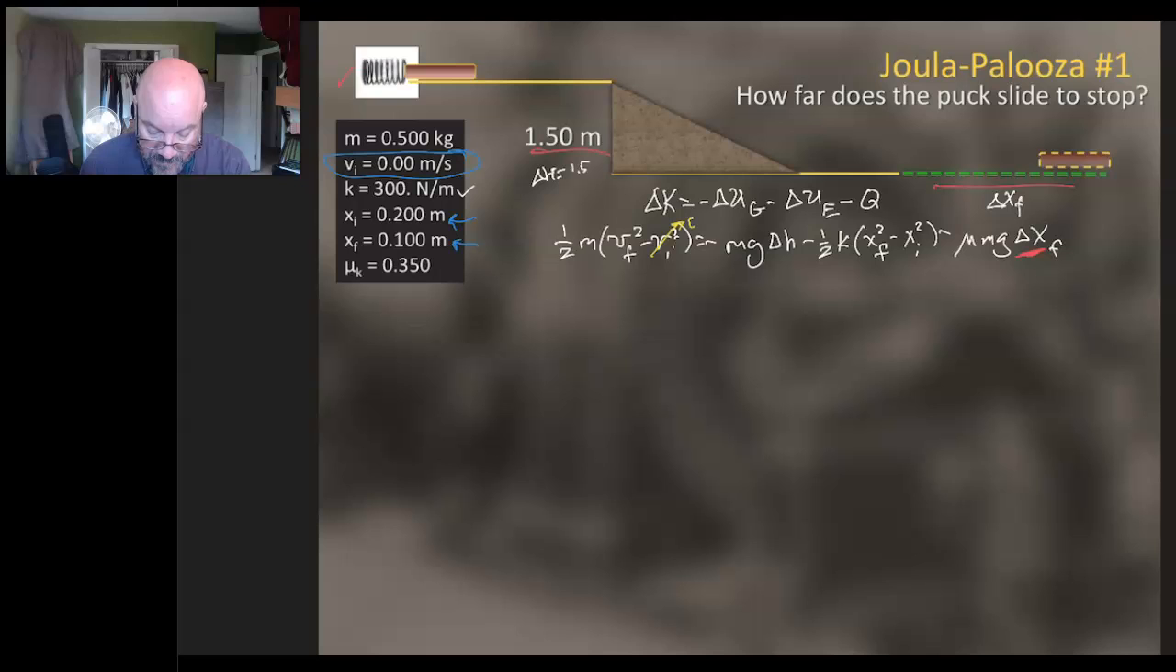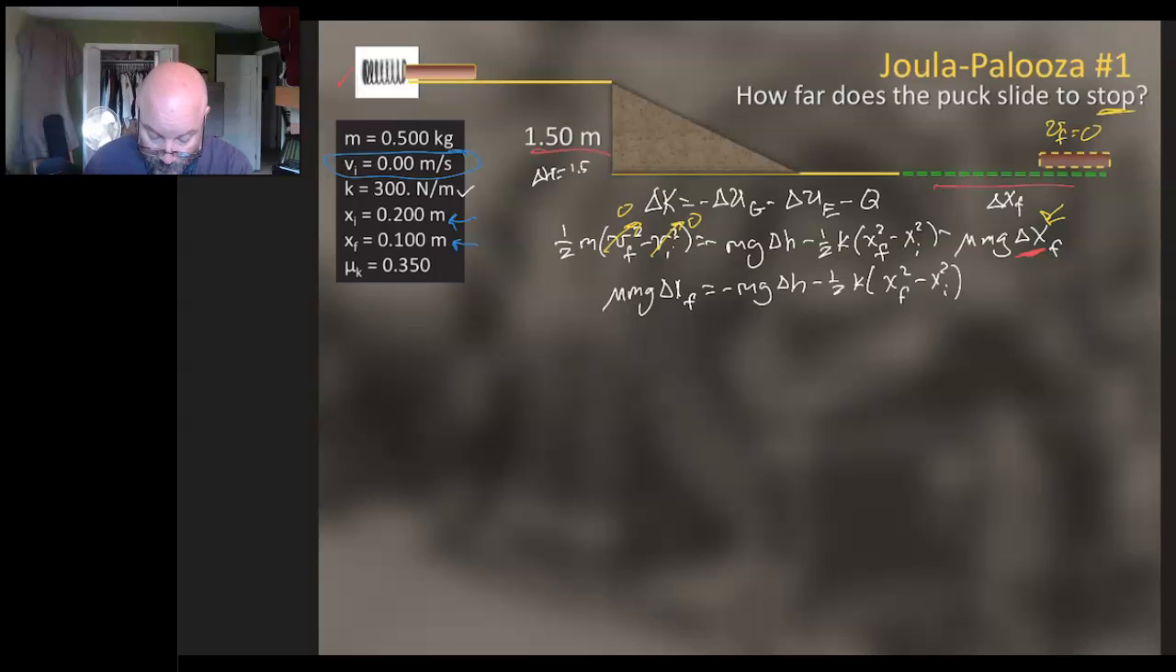So V initial is 0. Now, way over here is V final. This is cool because we want it to stop. So that means V final is also 0. So this whole side of my equation is actually 0. Now let's rearrange this. I will do this in a couple of steps instead of one ginormous step. I want to put this term on the other side so I can set it up a little better. So I've got mu mg delta x from the friction, then my minus mu mg delta h minus 1/2 k x final squared minus x initial squared.